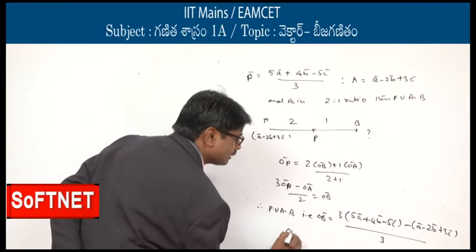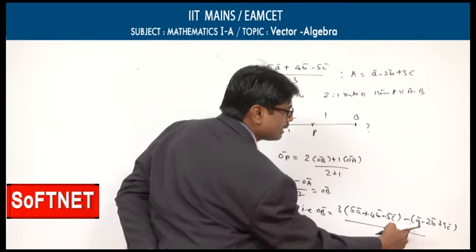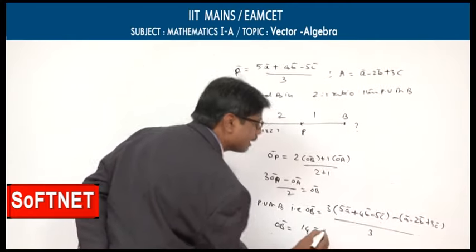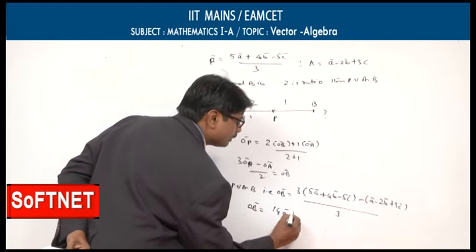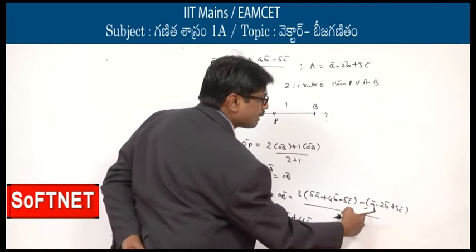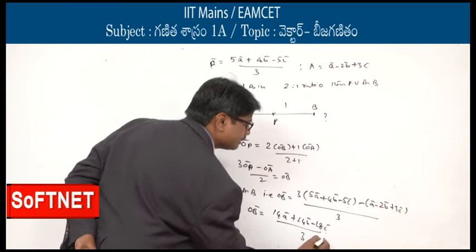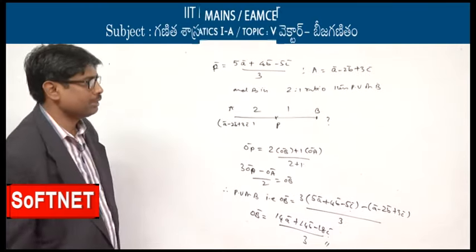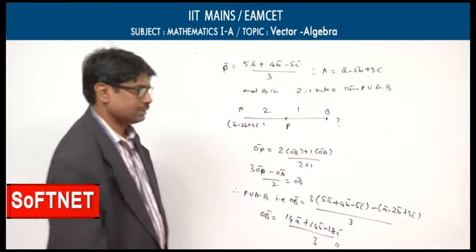Therefore, the position vector OB bar is equal to 15 times A bar minus A bar, 14 times A bar, and 12 times B bar plus 2B bar, 14 times B bar, and minus 15 times C bar minus 3C bar, minus 18 times C bar, divided by 3. This is the position vector of the point B, which divides AB in the ratio of 2:1 internally.